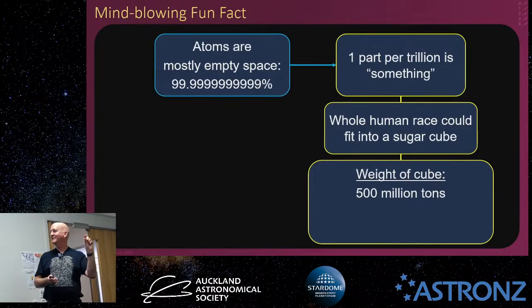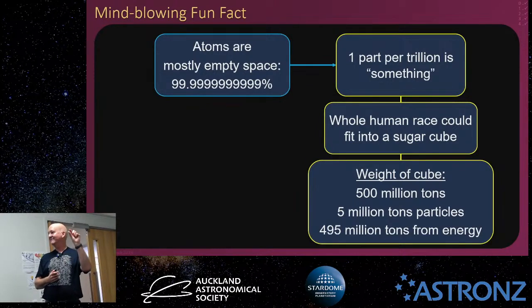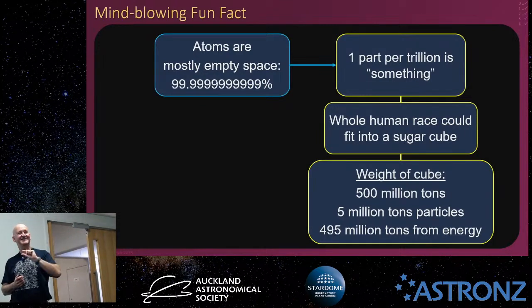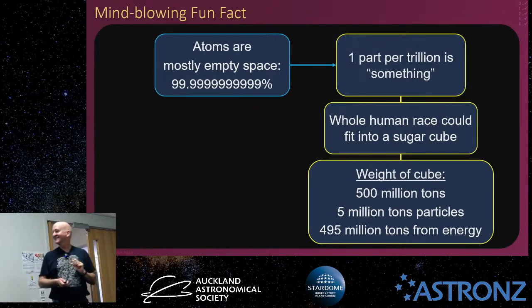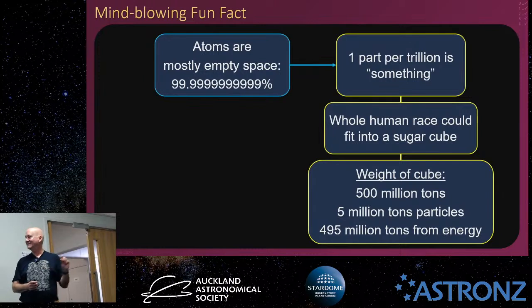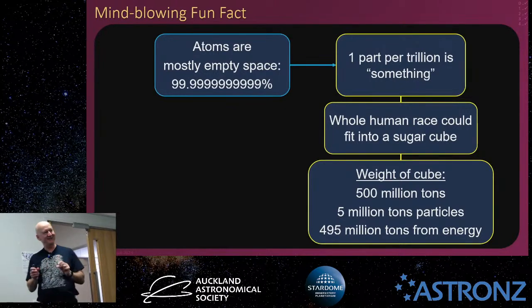And then from what we saw before, only 5 million tons of that is particles and 495 million tons is just from the energy. So although we couldn't physically do that, well, we could if we put ourselves on a neutron star, it just shows what we're made of is not what you'd think. And that actually brings me to the end.